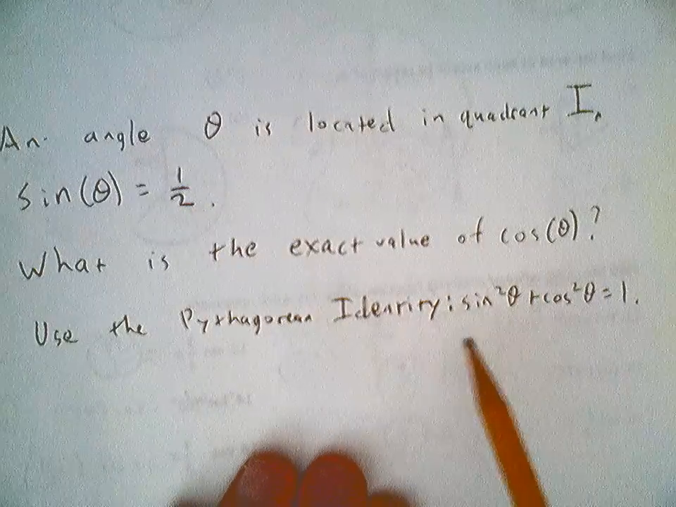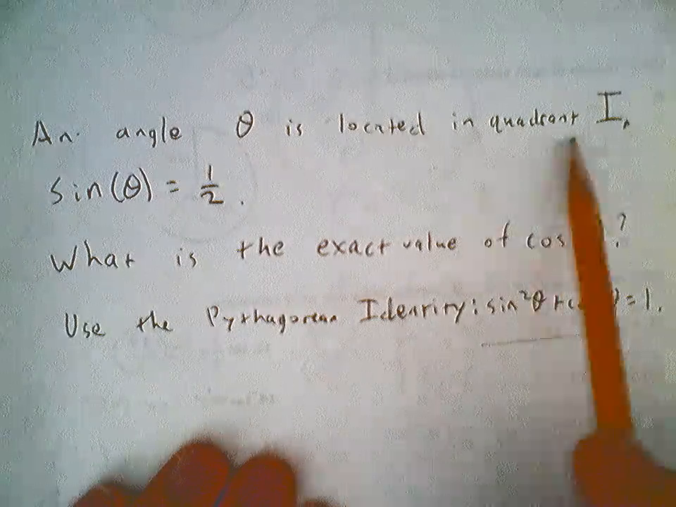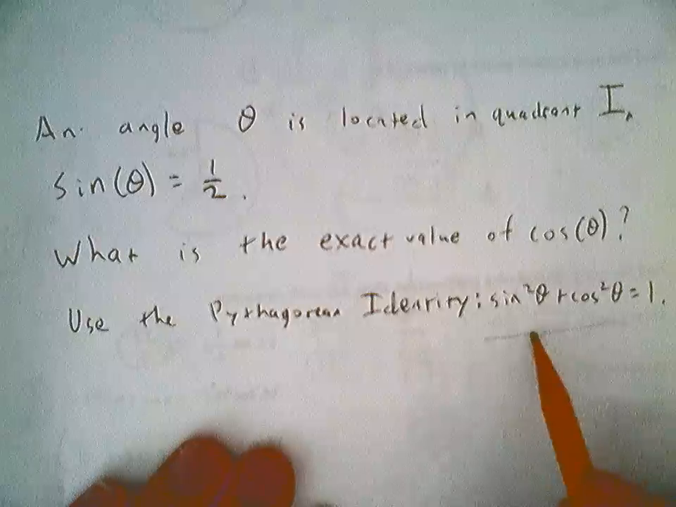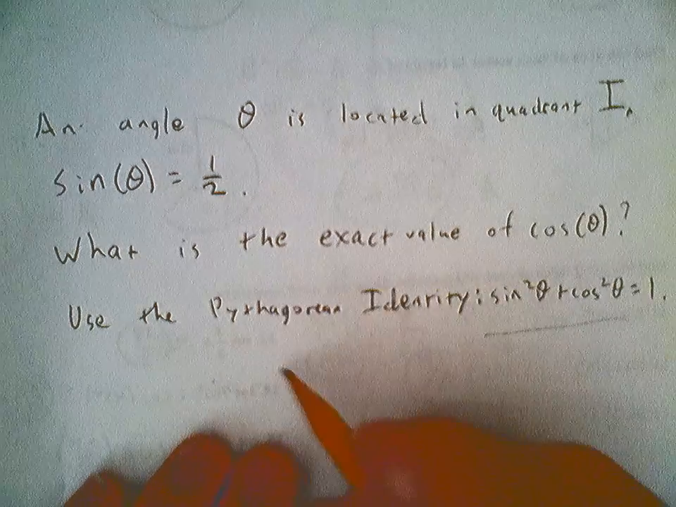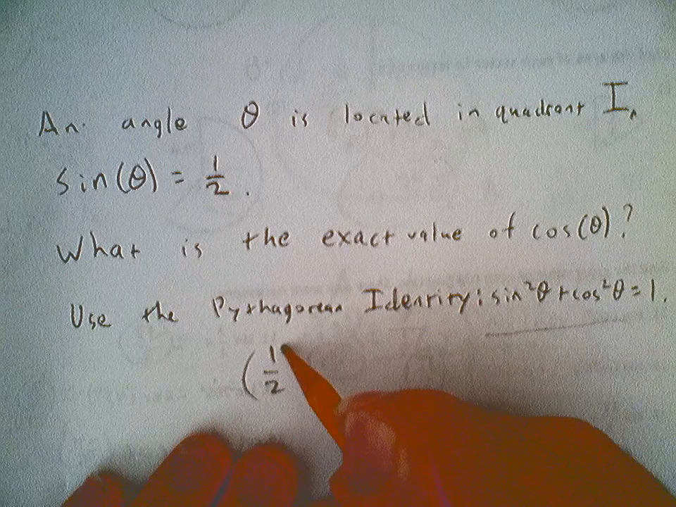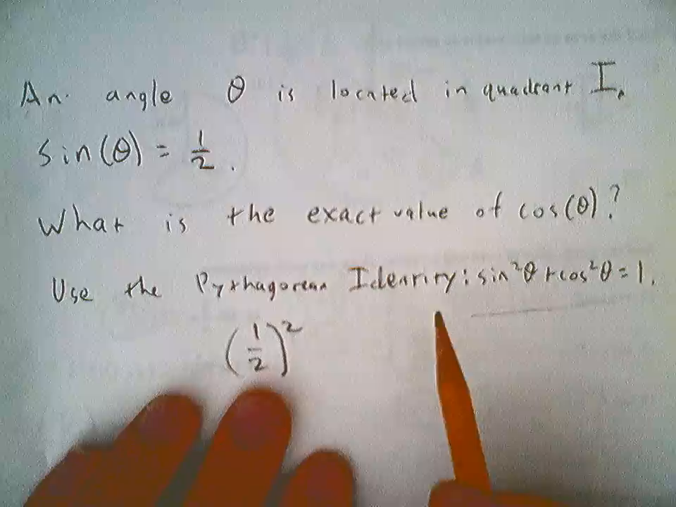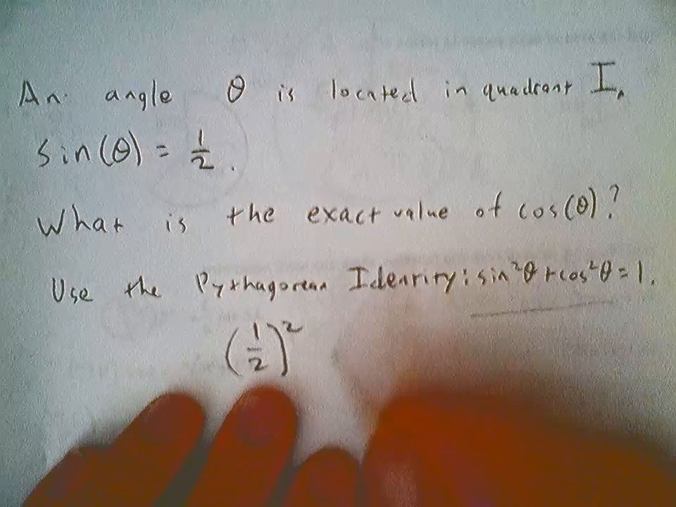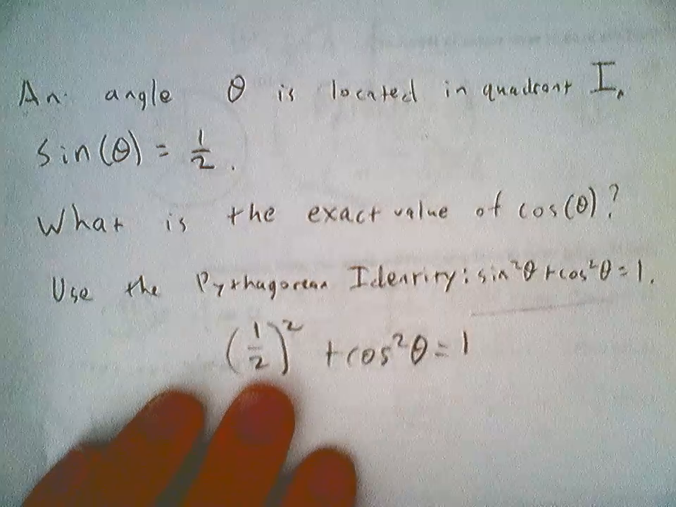So we're going to use the Pythagorean identity to help us figure this out. So we're not going to worry about the quadrant stuff until the very end. So the first thing we're going to do is plug in what we know. We know sine of the angle. So I'm going to plug in for sine of theta. So I'm going to start off with 1/2 squared, since that's what sine of theta is, plus cosine squared of theta equals 1.